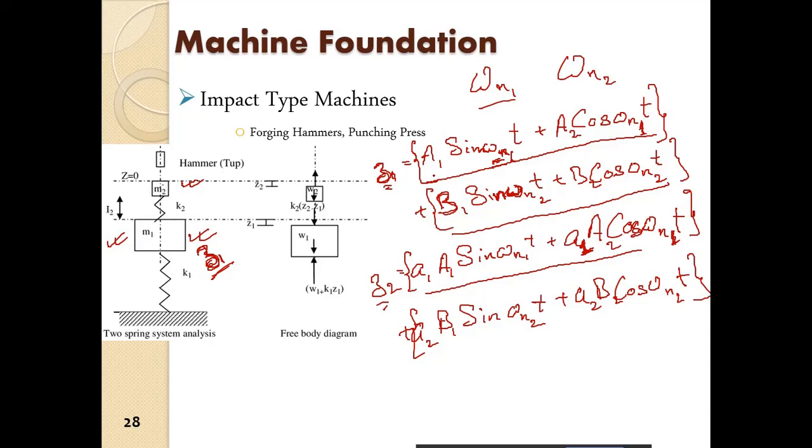And obviously the total amplitude of this frequency will be A equal to root over A1 square plus A2 square, so you can find it out. This is from sine theta plus cos theta. So it will be A1 square plus A2 square. Similarly, B will be equal to root over B1 square plus B2 square.